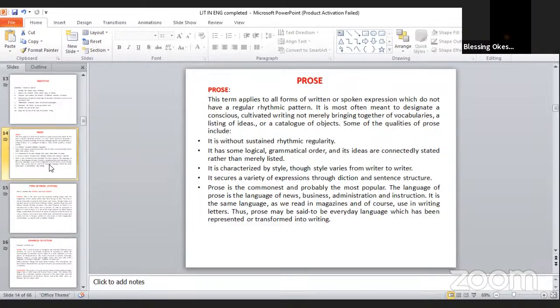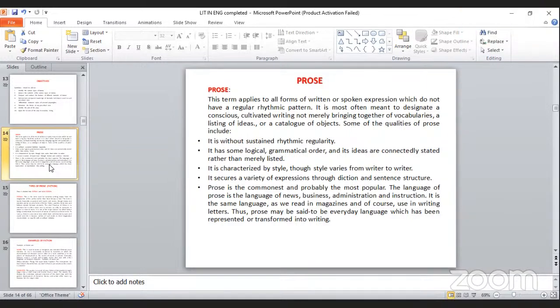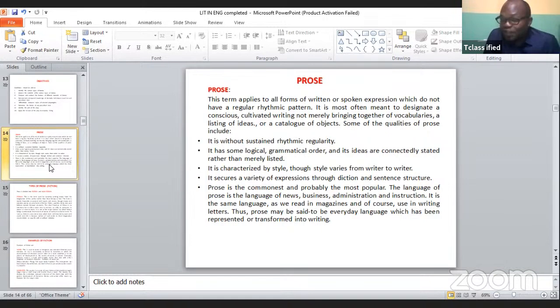So somebody could write about somebody as big as Nelson Mandela, one of the most important black men that has lived on this planet. So you can decide to write about his life on earth. You write his biography. If it is written by himself, by the person writing it, you call it autobiography. So we're going to be looking at all those under this prose.